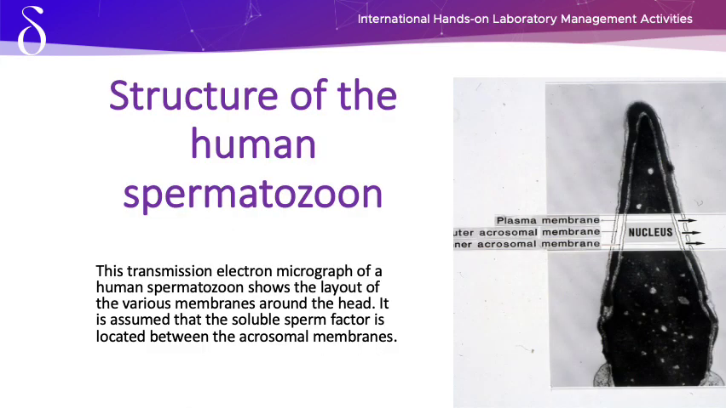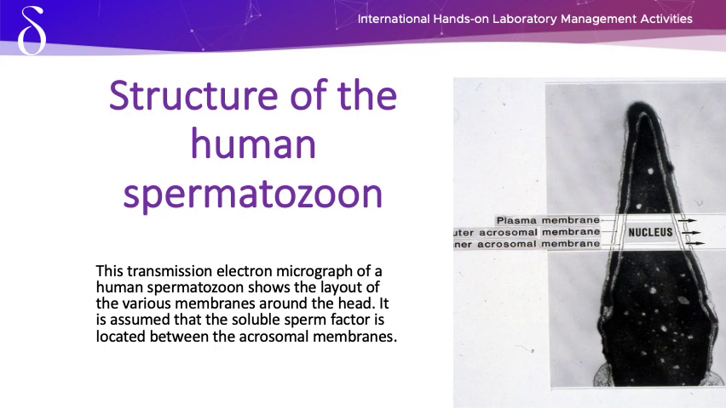So mammalian sperm, and the human sperm, are actually designed quite differently from invertebrate sperm. They look very similar from the outside. It's just the construction of the membranes. So in the human sperm, as you can see in this micrograph on the right of the slide, the acrosome actually covers the whole of the head, basically. And there's a plasma membrane, an outer acrosomal membrane, and an inner acrosomal membrane.